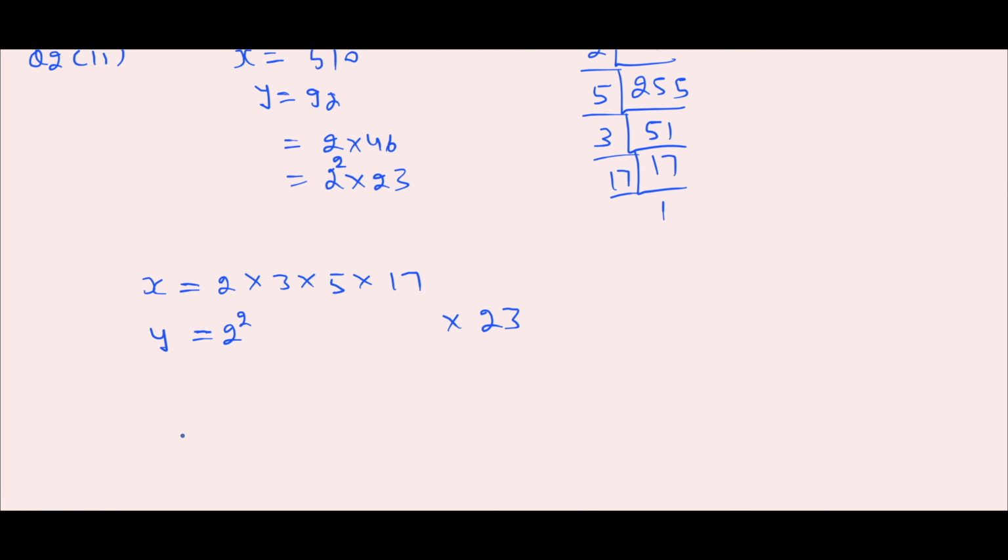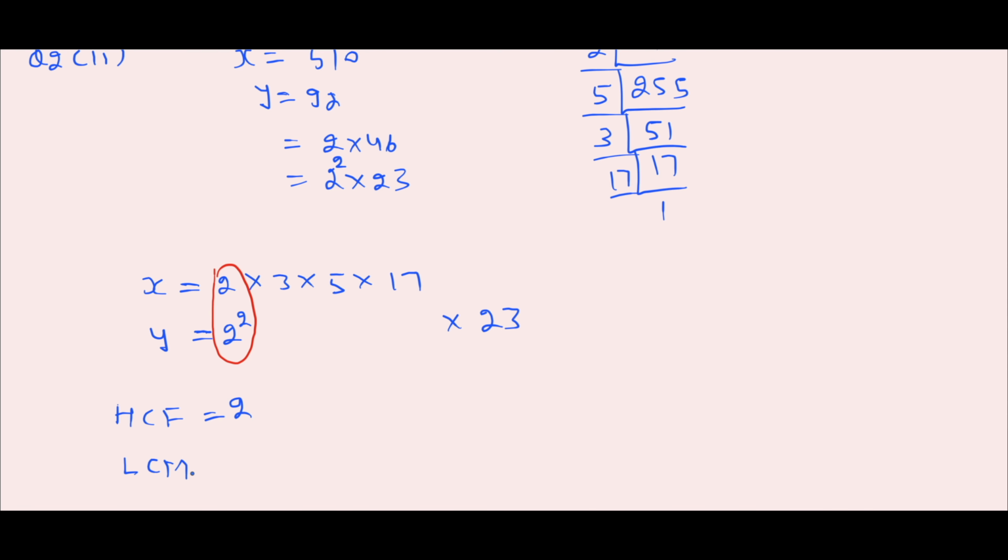Now we have to find out the LCM. Let us first find out the SCF. So SCF is the product of the smallest power of the common factor. The common factor is only 2, which is coming in both, and we have to take the smallest power, so SCF will be 2.